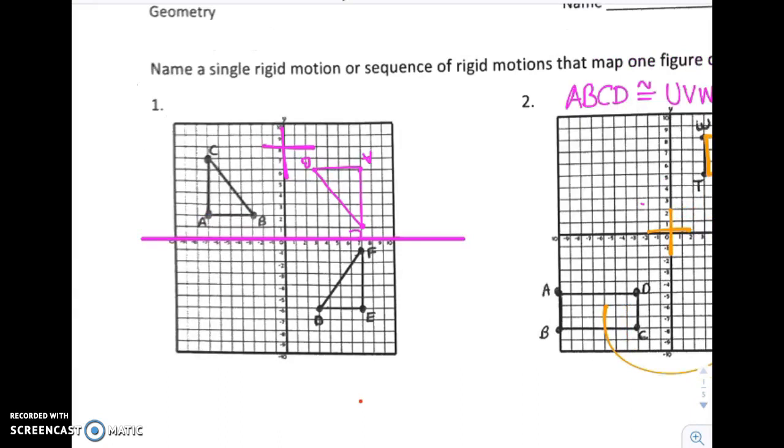And don't forget, if you found another way to do it, and ABC maps onto DEF, then you're probably right. There's lots of ways to do this. I'm just giving you an idea.